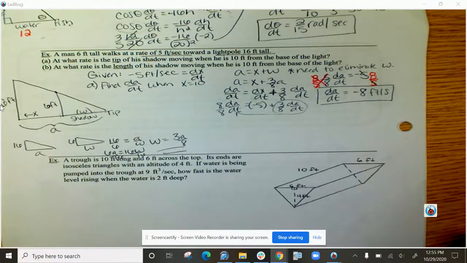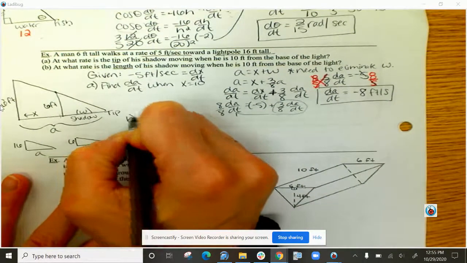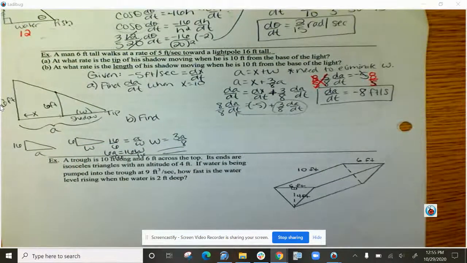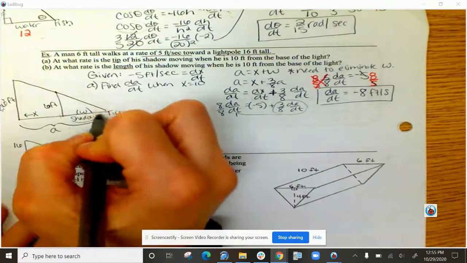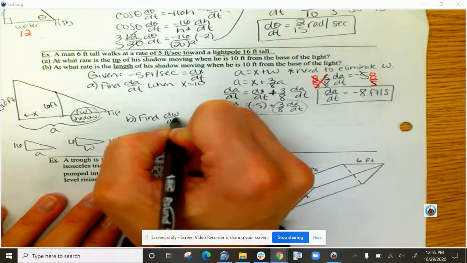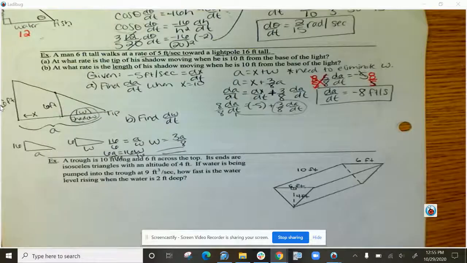Let's see here. Part B. I'm running out of room here. Says, at what rate is the length of his shadow moving when he is 10 feet from the base of the light? So now we're looking at this shadow, which is dW/dt. So it's a little bit different. So we're looking for dW/dt. All right.